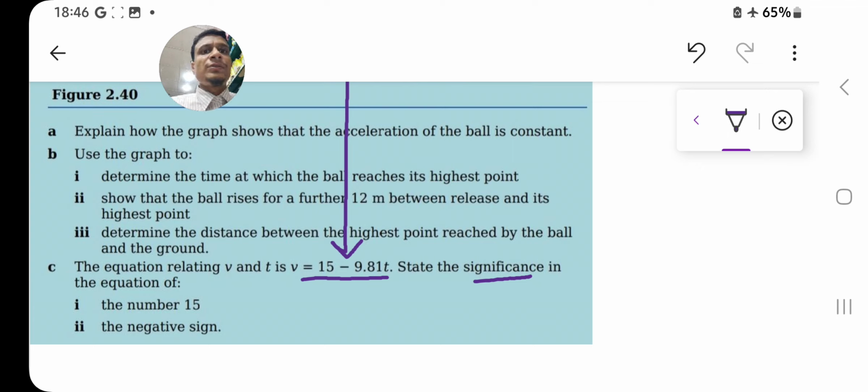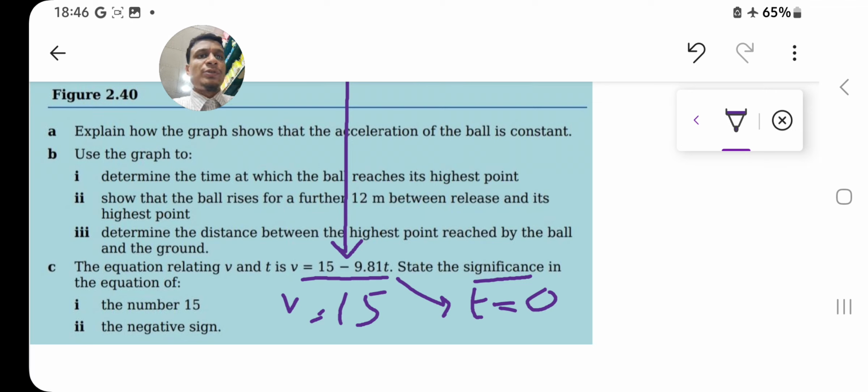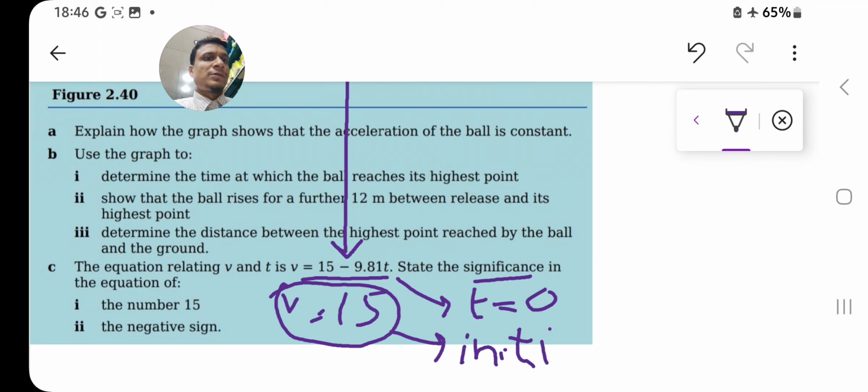Dear students, you will get this number 15 when you place t equal to 0. It means the starting or initial speed of the ball. When you place t equal to 0, we only have v equal to 15, because minus 9.8 multiplied by 0 is 0, so we get velocity 15. That means this 15 signifies the initial speed of the ball.